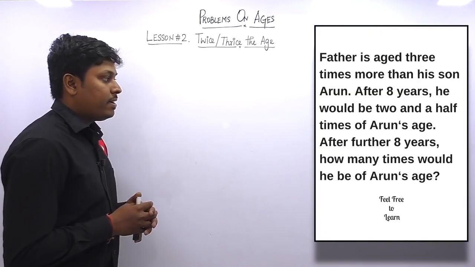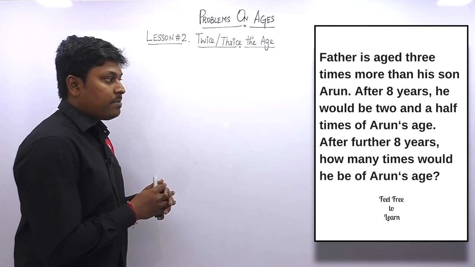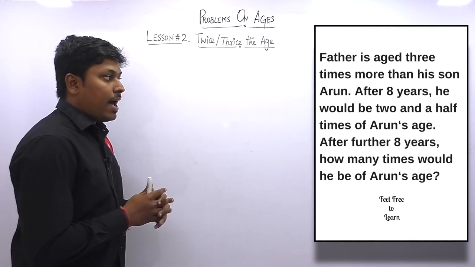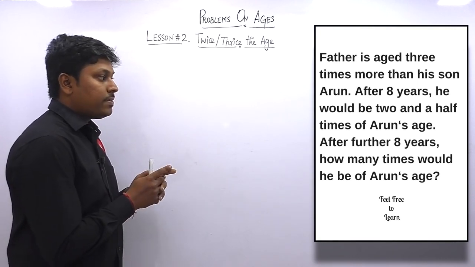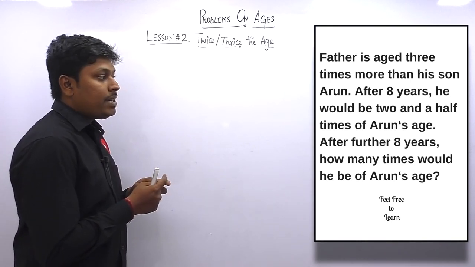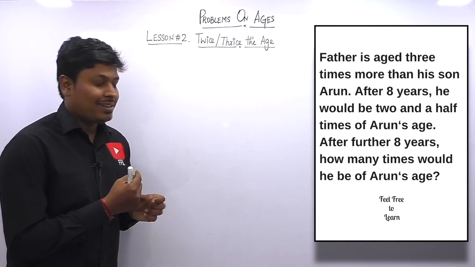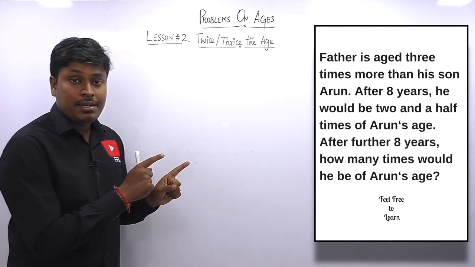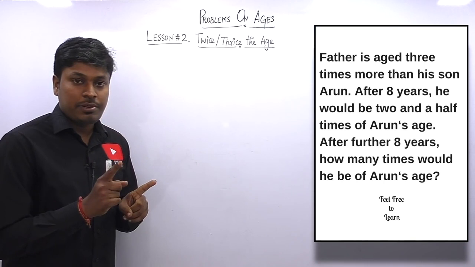Question number 5. Father is aged 3 times more than his son Arun. After 8 years, he would be 2.5 times Arun's age. After a further 8 years, how many times would he be of Arun's age? Really interesting question, but remember that the first point of the question is most important.